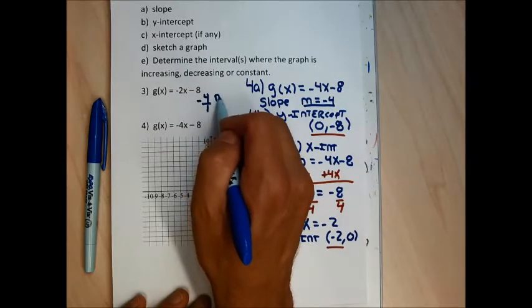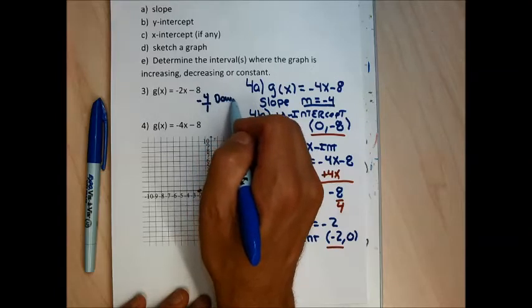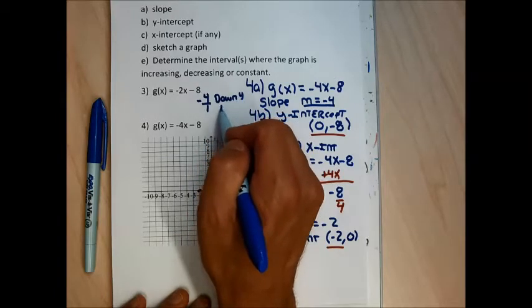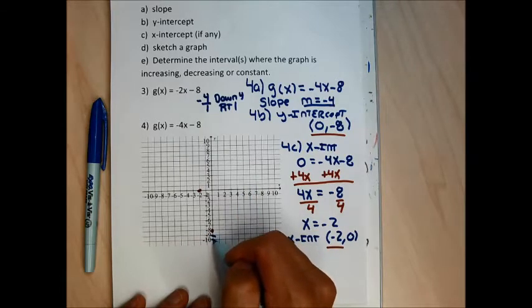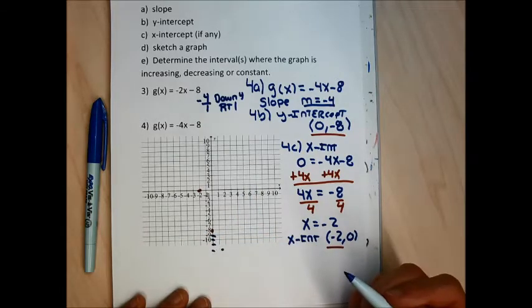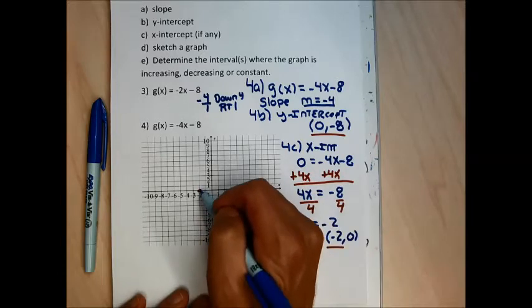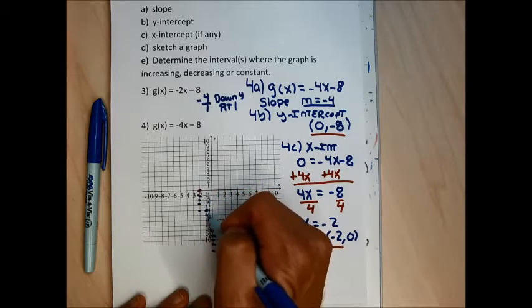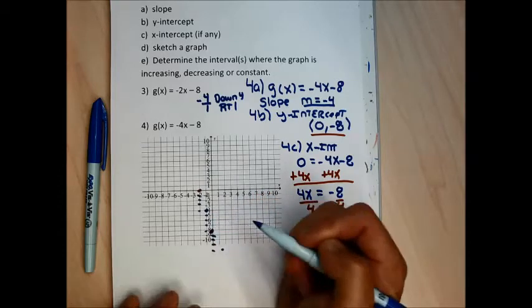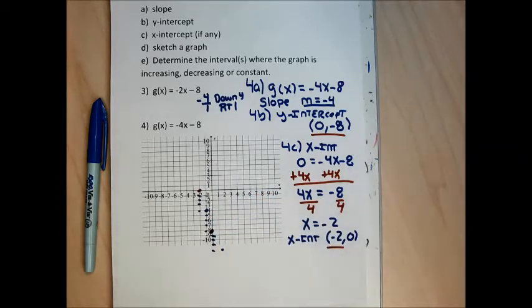So to get from point to point, I would need to go down 4 and right 1. If I started at this point and went down 1, 2, 3, 4, and right 1, I'd go off my screen. Starting at this point, if I go down 1, 2, 3, 4, right 1, down 1, 2, 3, 4, right 1, eventually I wind up at the x-intercept, or the y-intercept.